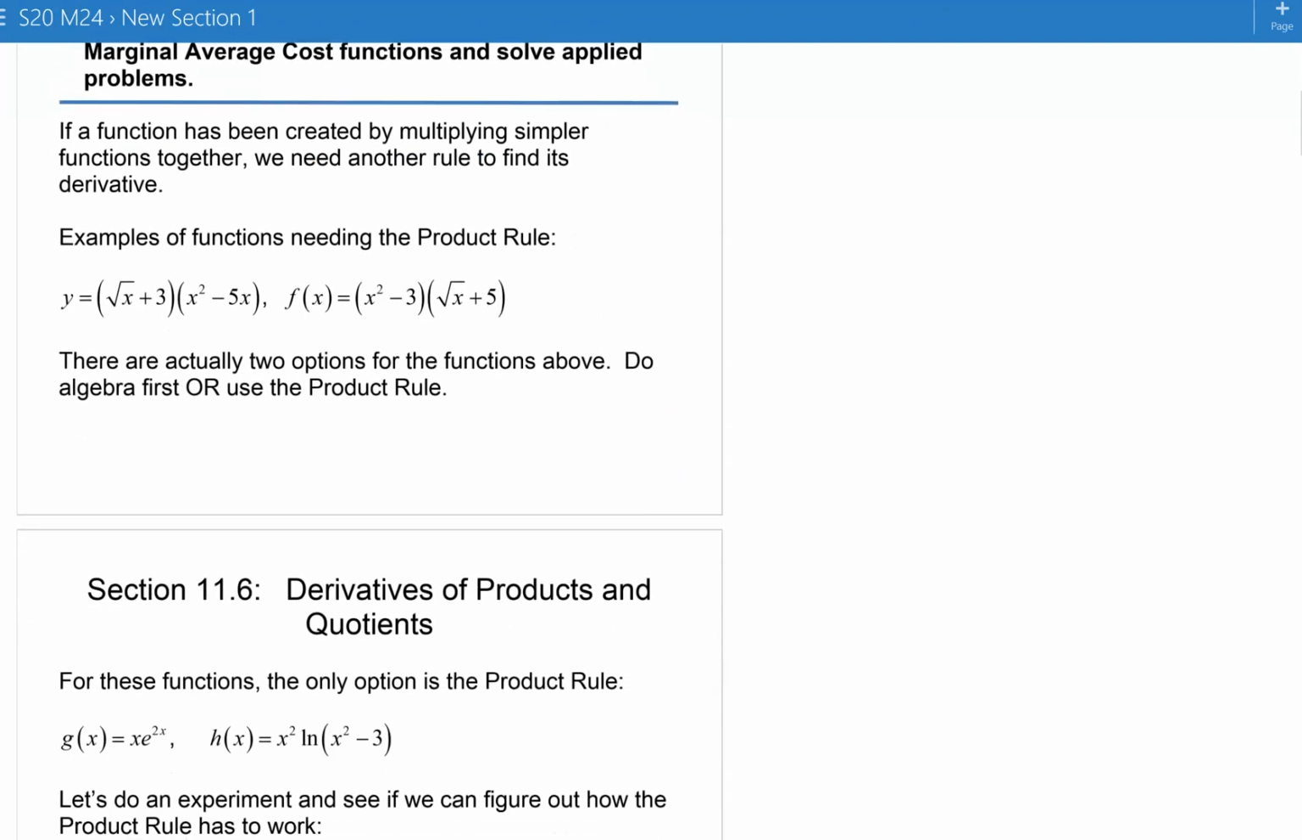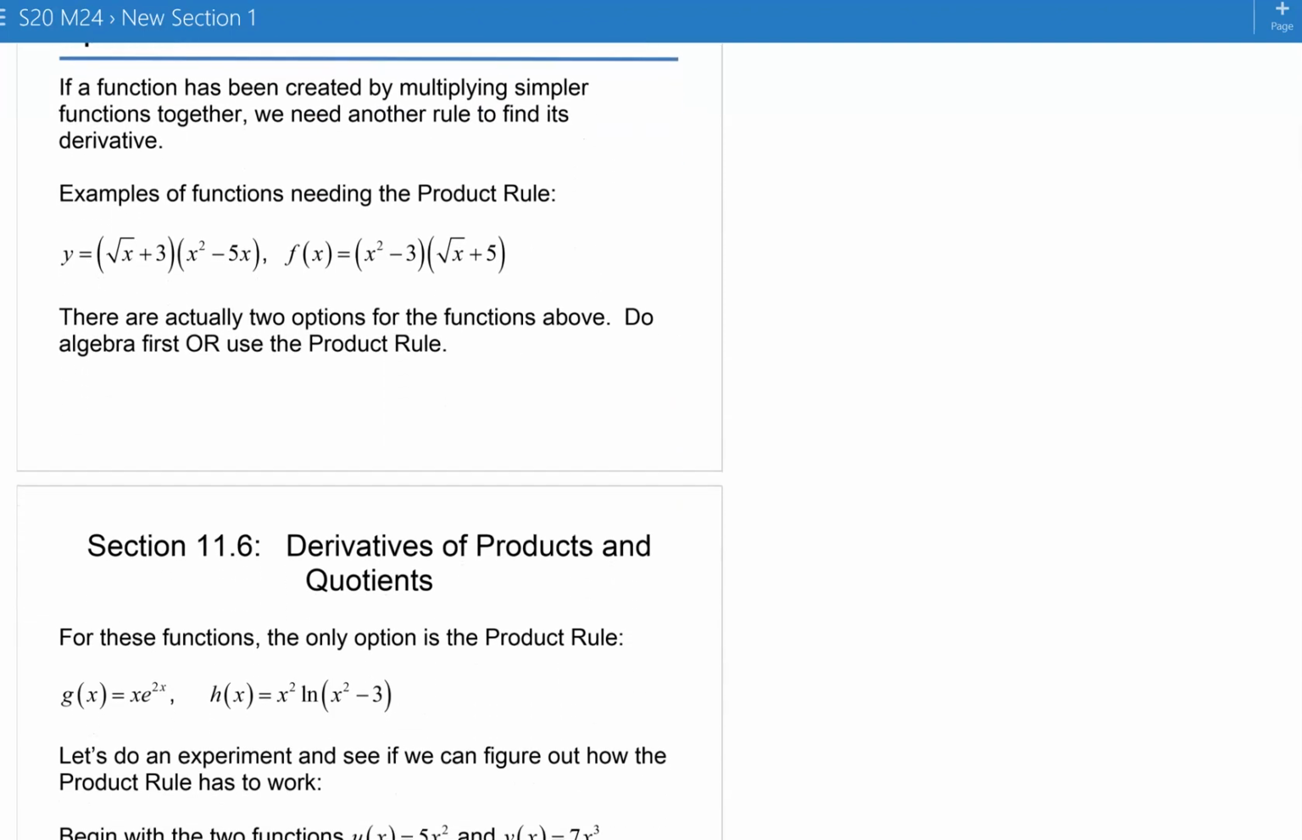So when you have two functions that are multiplied together, like these two examples, you really have two choices. You can either multiply everything together, double distribute, and then use the rules you already know, or use the new rule we're going to learn in this video called the product rule. So for these two functions, you have those two options.